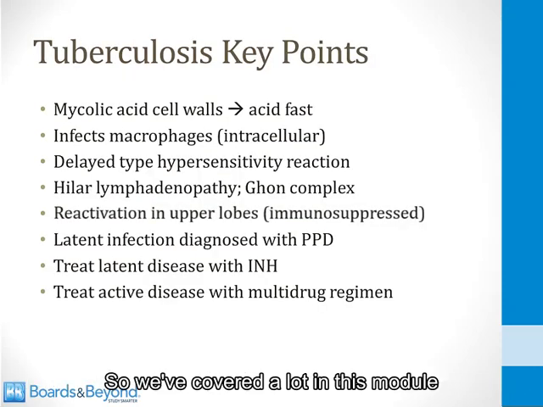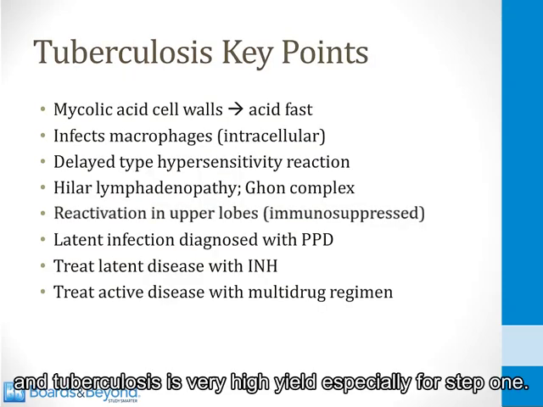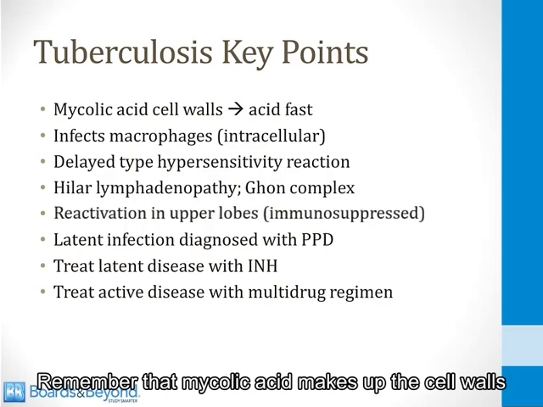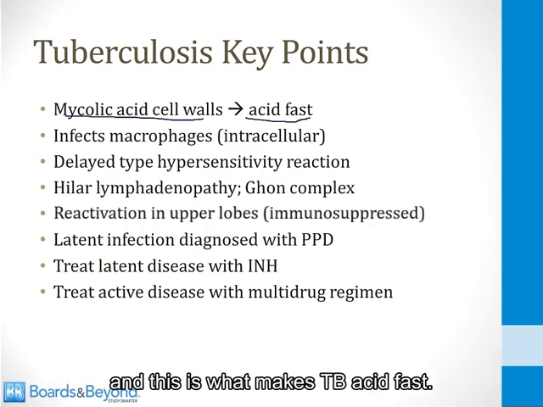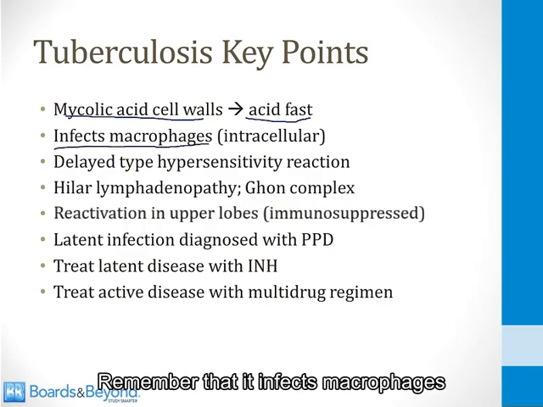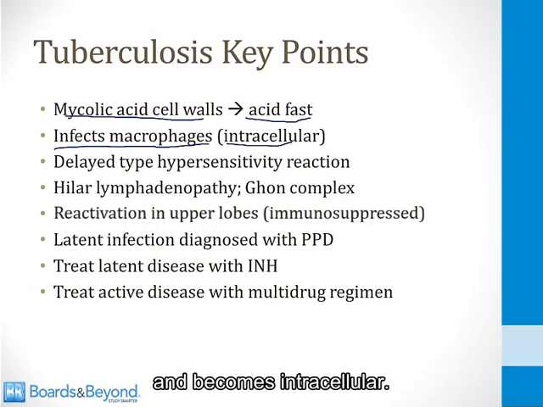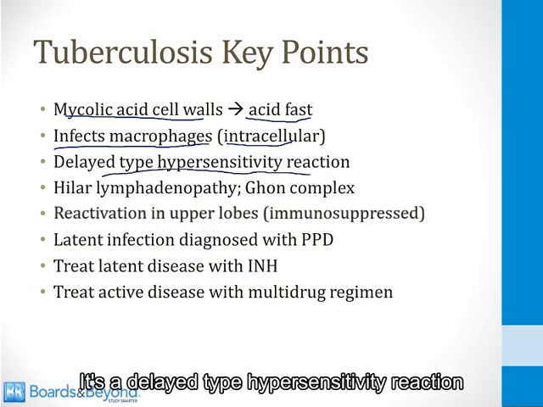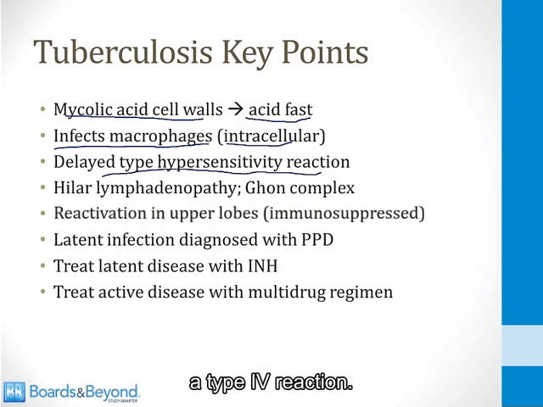So we've covered a lot in this module, and tuberculosis is very high yield, especially for Step 1. So let me leave you with some key points that you don't want to forget. Remember that mycolic acid makes up the cell walls, and this is what makes TB acid fast. Remember that it infects macrophages and becomes intracellular. Remember that it's a cell-mediated immune response. It's a delayed type hypersensitivity reaction, a type 4 reaction.